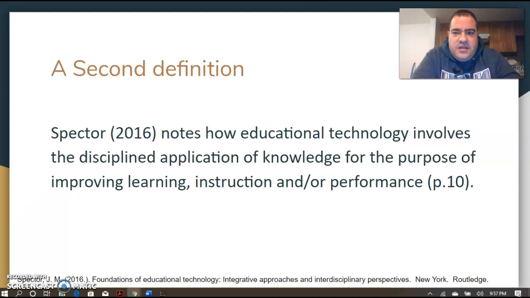Also keep in mind that Spector looked at the same definition of educational technology and simplified it, saying that really educational technology involves the disciplined application of knowledge for the purpose of improving learning, instruction, and performance. And that's why you're here in this master's program. You're here to learn how you can use these tools, these resources to support the application of knowledge creation, knowledge formation, and improve learning and improve the lives of our students overall.